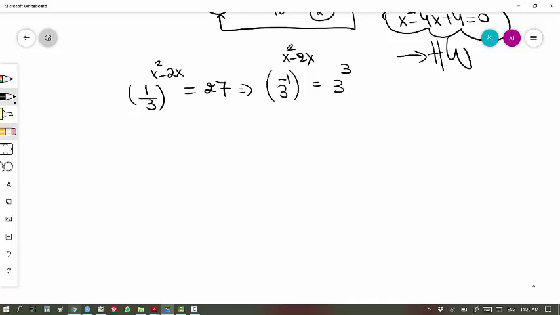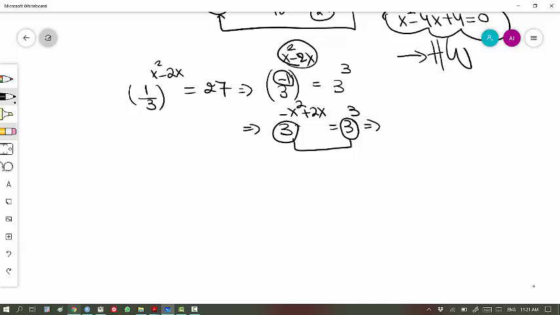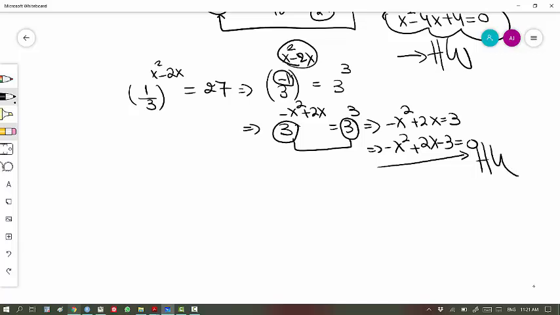Still a little bit of work here because I have to deal with this power of power, and that's not very hard to do. I multiply the powers. Minus 1 times x squared is minus x squared. Minus 1 times minus 2x is plus 2x, is equal to 3 to the power of 3. Now we see the bases are the same on both sides, hence minus x squared plus 2x is equal to 3, and from here minus x squared plus 2x minus 3 is equal to 0, a quadratic equation, the solution of which I leave as homework.